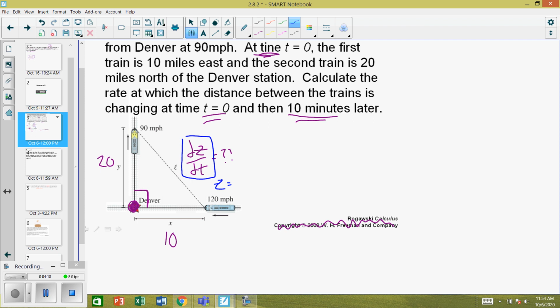Thankfully, we already got what x equals and what y equals. And also, it told us in the problem what the rate at which x is changing is and the rate at which y is changing is.